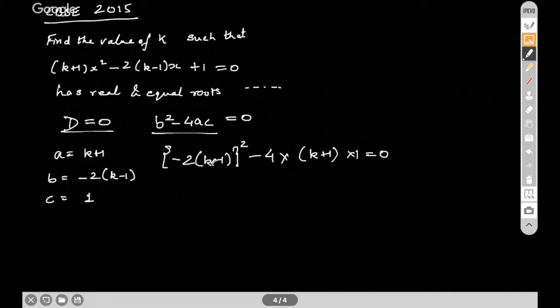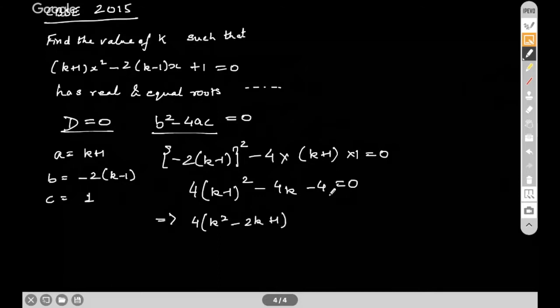Now if you see, if you square it, the negative sign has no effect. So it is 4(k minus 1) whole squared minus 4(k plus 1) must be equal to 0. Now let us expand this. What is it? 4 times (k square minus 2k plus 1), because (a plus b) whole squared is a square plus twice ab plus b squared. So you do this, minus 4k minus 4 equals 0.